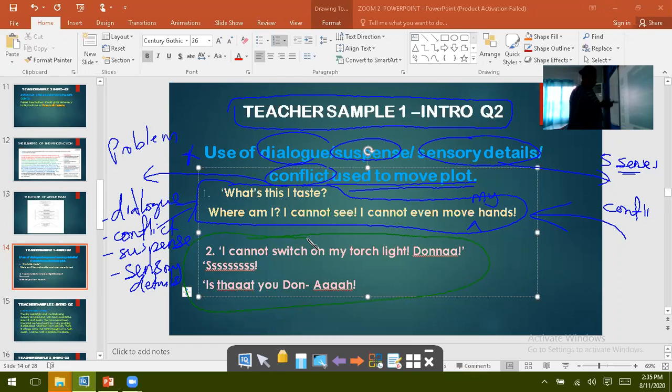And it says, I cannot switch on my torchlight. And then he calls, or she calls, a friend's name. And what is the reason why this is written this way?